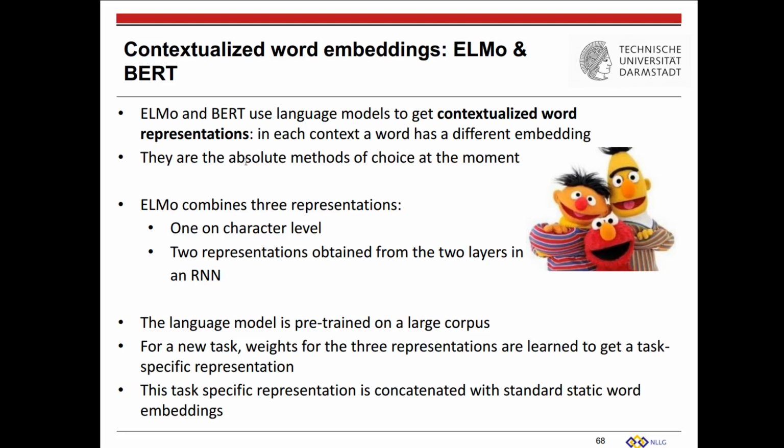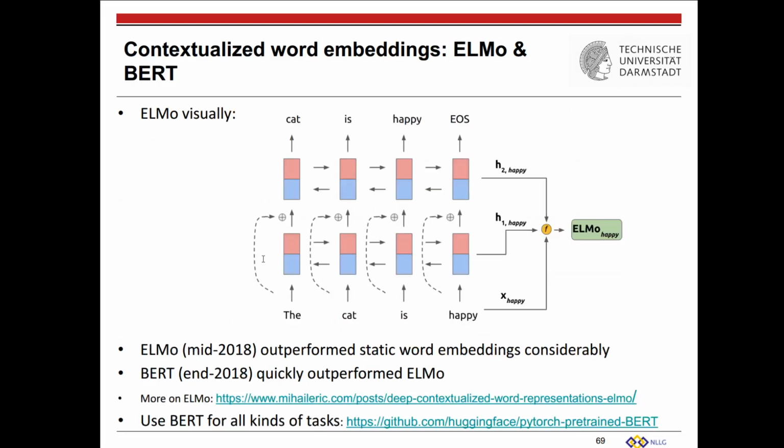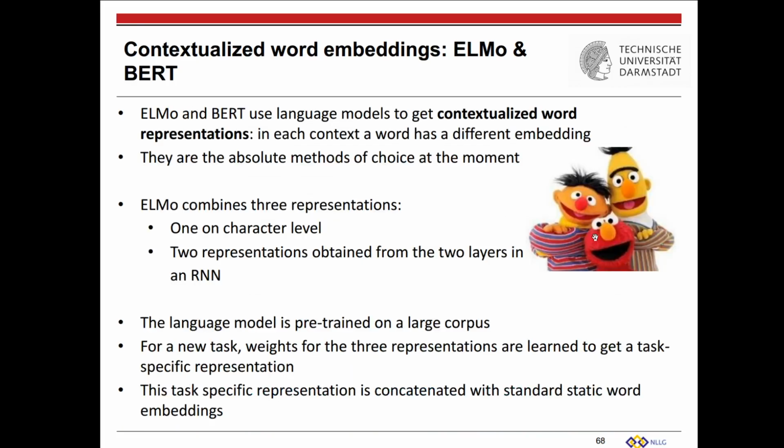They are the absolute methods of choice, and actually ELMo is not. Nobody is using ELMo anymore, but BERT is. So ELMo combines 3 levels of representation. One is character, it looks at the characters, and 2 representations are obtained from a language model, right? We've seen that already before. So we look at the characters of the word, and then we also look in the language model, 2 hidden layers in the language model. We combine that to get a contextualized representation for each word. And the language model is pre-trained on a big corpus, also for BERT.